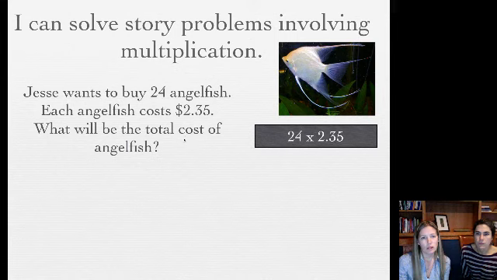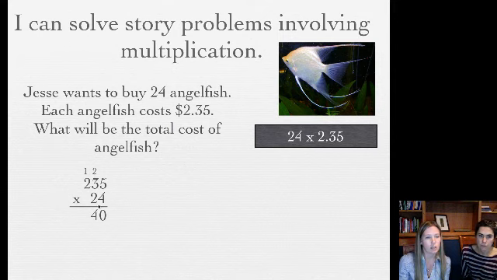Okay, so hopefully you realize you need to multiply 24 times $2.35, and our first step is to ignore the decimal completely. So we are going to go through and multiply. I'll start with my 1s. 5 times 4 is 20, so I have new groups of 2, and my 0 down here. 4 times 3 is 12. 12 plus 2, I don't want to forget that, is 14. So again, I have a new group, 14.